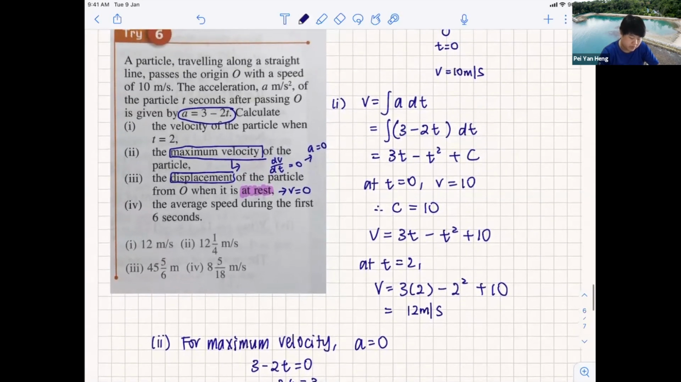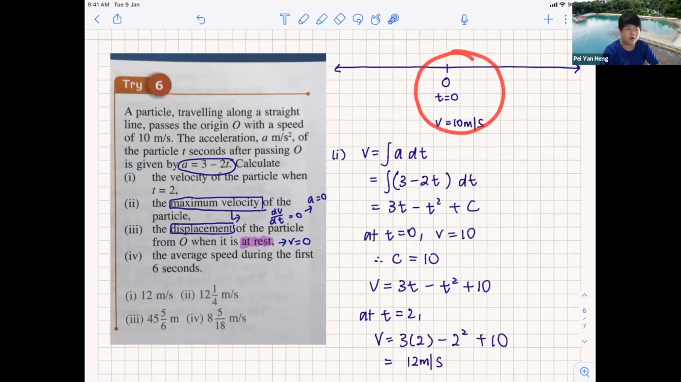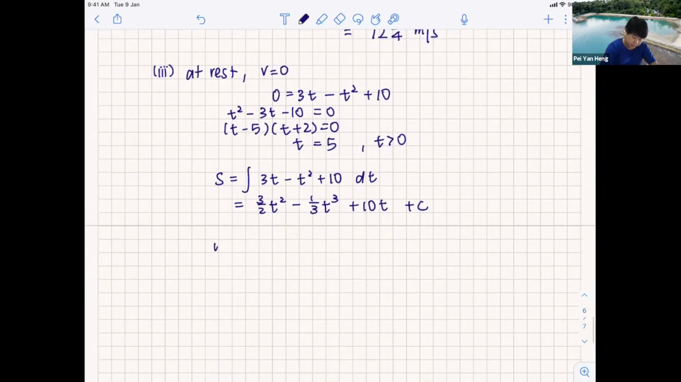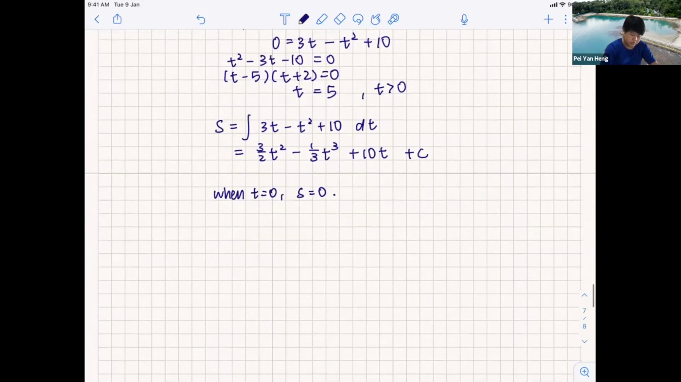Now everything is with reference to the fixed point O. So at t equals 0, we know that s has to be 0 as well, because your formula revolves about this point, a equals 3 minus 2t. Every time I integrate or differentiate, you are actually referencing from this fixed point. So when t equals 0, s equals 0. So my displacement formula is 3 over 2 t squared minus 1/3 t cubed plus 10t.